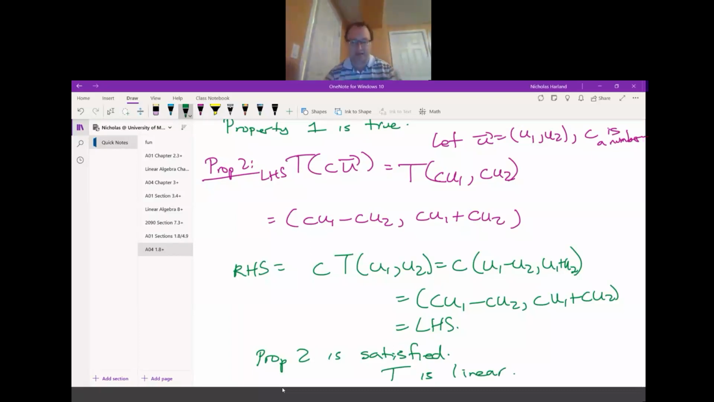This is the idea. Again, I know I've said it 15 times, but why not a 16th? If we're trying to show it's linear, we got to show both properties are true with letters, not specific numbers. Specific numbers can only be used to show it's false if the left-hand side's not equal to the right-hand side. All right. Any questions about how to show something is linear or is not linear?